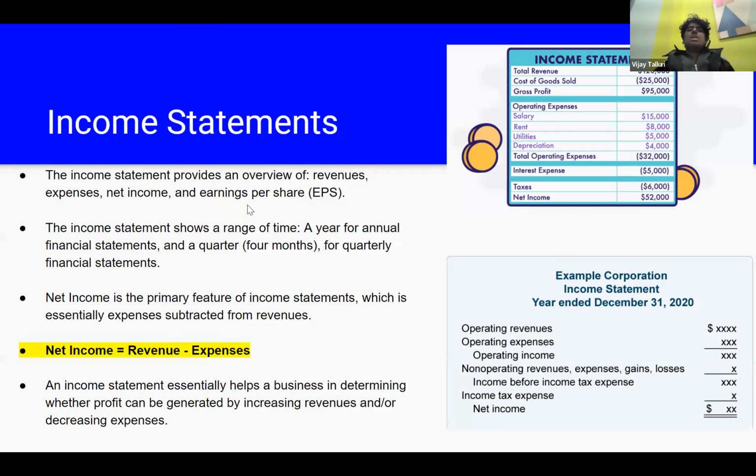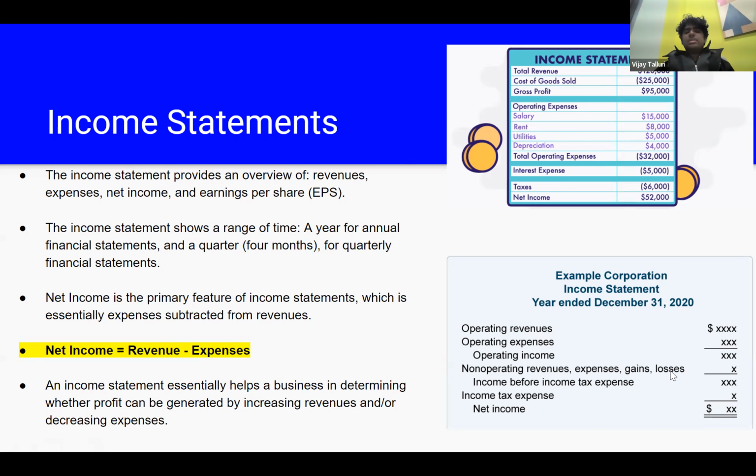Right, income statement. The income statement provides an overview of revenues, expenses, net income, and earnings per share. The income statement shows a range of time, a year for annual financial statements, and a quarter for quarterly financial statements. Net income is the primary feature of the income statement, which is essentially expenses subtracted from revenues. The key equation in the income statement is net income equals revenues minus expenses, and an income statement helps a business determine whether profit can be generated by increasing revenues and or decreasing expenses.